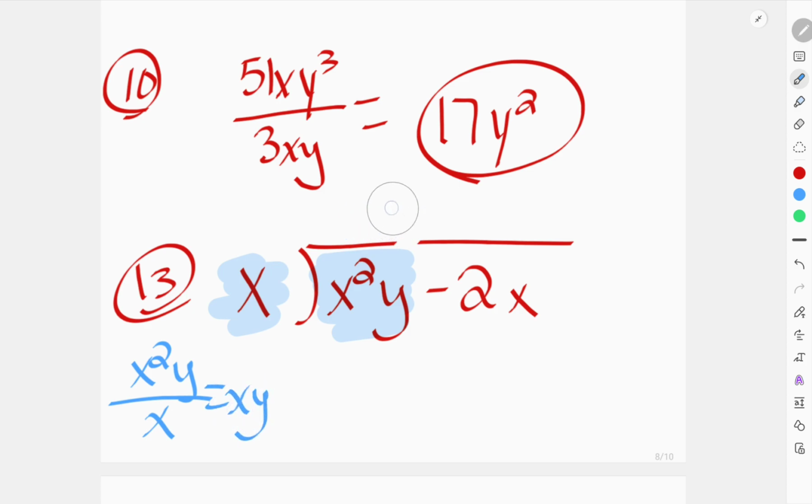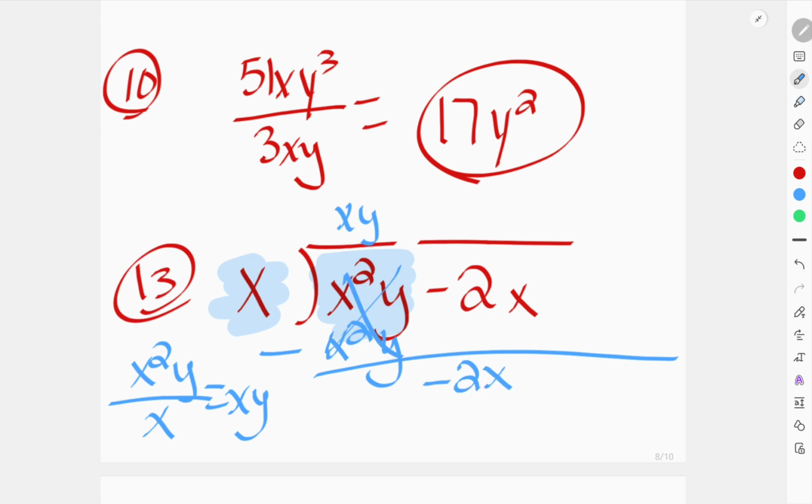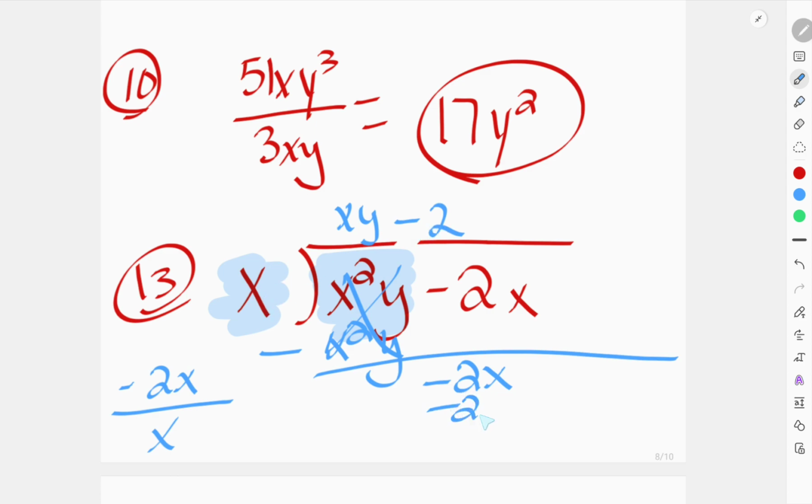X, y. All right, so xy times x squared gives me x squared y. I'm subtracting, so that cancels, and I'm going to bring my negative 2x down. So again, we just take that negative 2x, we divide it by x, and we get negative 2. So negative 2 times x is negative 2x. My answer is 0. So that right there is my answer.